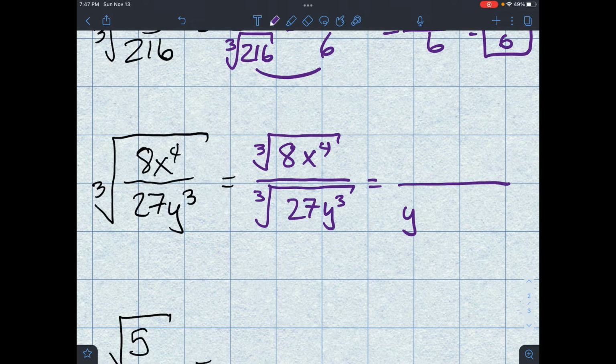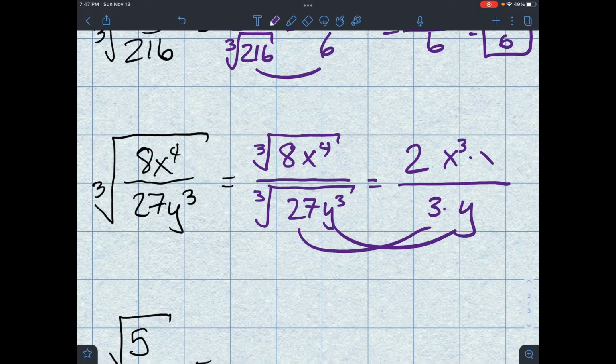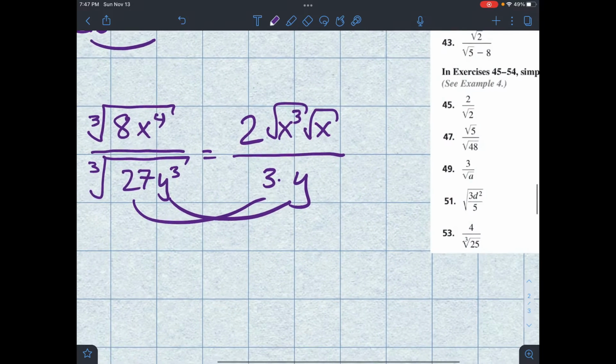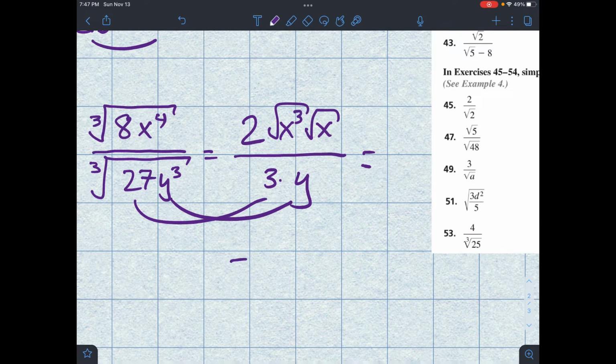So 27 simplifies out to just 3. 3 times 3 times 3. So we have 3 and a y downstairs. Upstairs, we have 8 cubed, which is 2. And then the x to the 4th. Remember, that won't all come out. So we have an x, and then a cube root of x left inside.